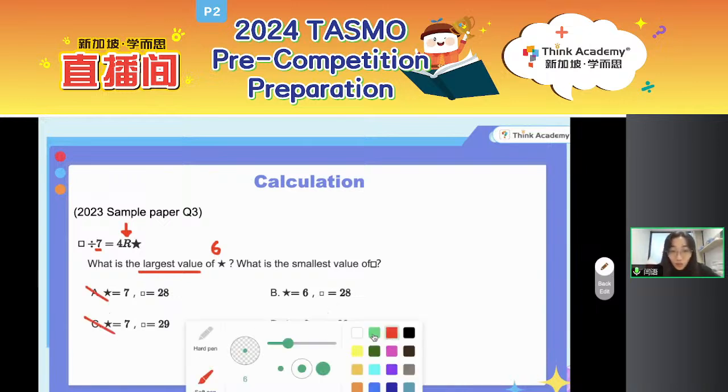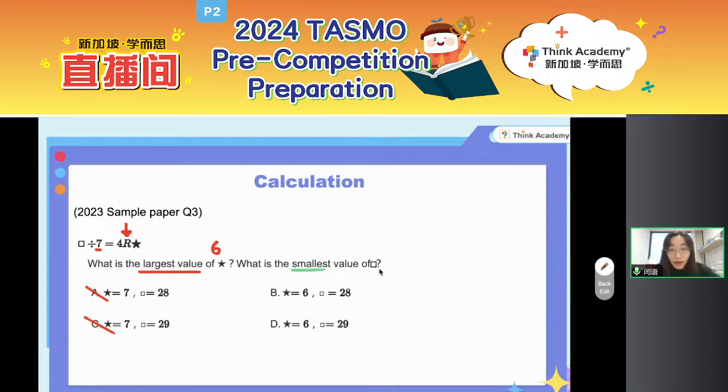And then for the second question, it is about the smallest value of square. Okay, so actually here you see that the two questions are separated, okay? It is not about when the star equals 6, what is the value of the square? No, okay, you just separate them. So now again, what is the smallest value of square? So what is the smallest value of remainder here? What is the smallest part? Yes, so you can see that the remainder, at least, that is 1, okay? So when the star equals 1, what is the value of the square?